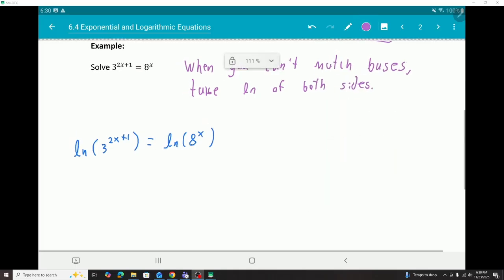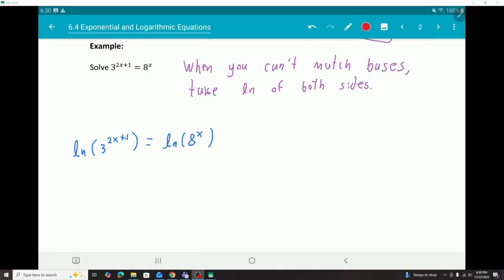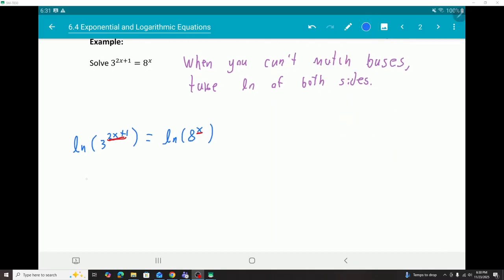The reasoning is now, if I look, I can solve for these powers up here. So I can say 2x plus 1 is in the exponent, but it's in the exponent of a logarithm. So I can put this over here on the left, natural log of 3.